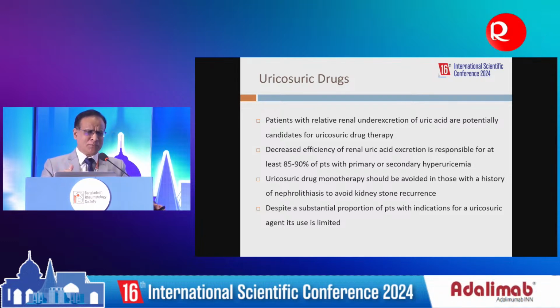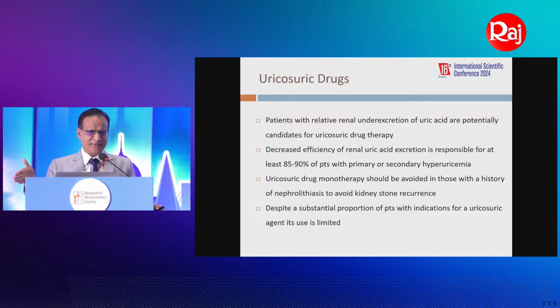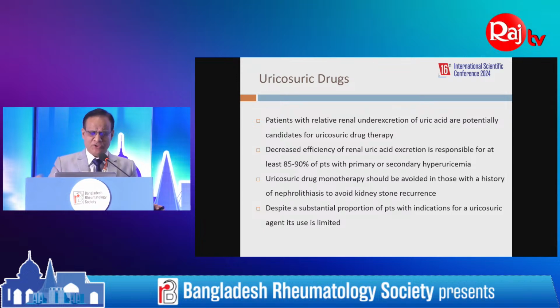The patient developed gout. The majority are under-excretors, not over-producers, so we should commonly use a uricosuric drug, but we are not using it. Why? This is a question for junior doctors.